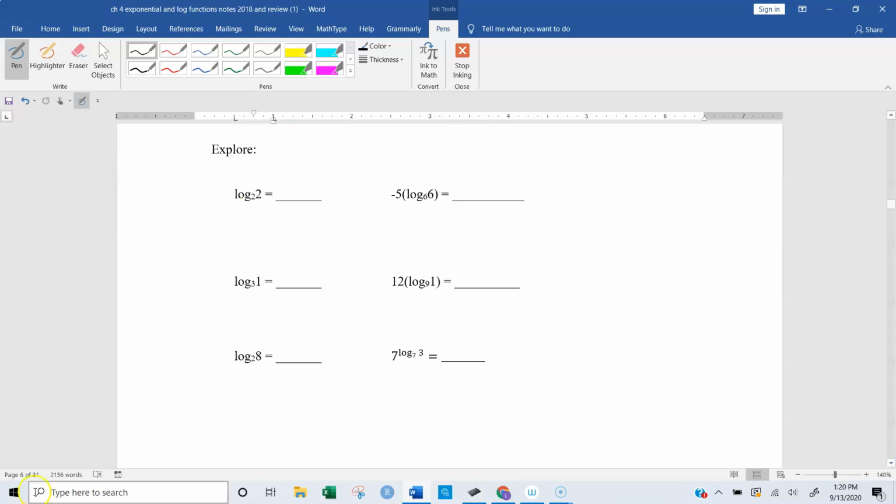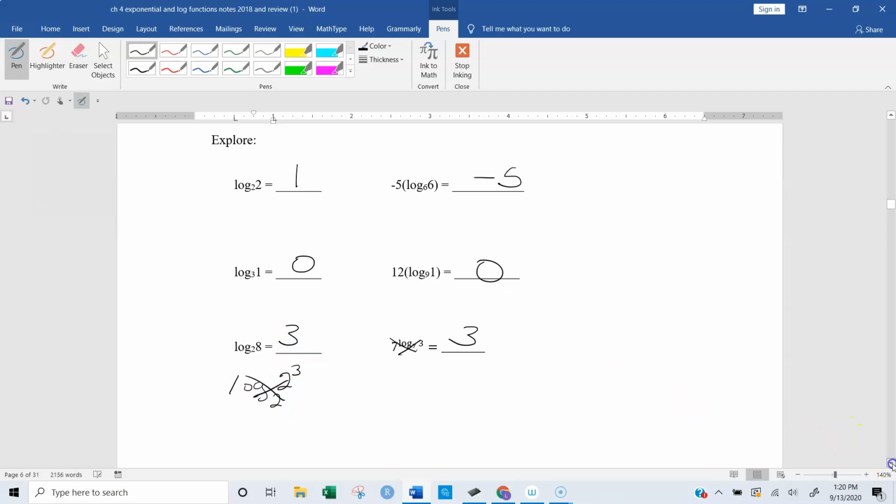All right. You should have gotten 1, -5, 0, 0. This one took a little bit of work. This one was easy. It was the 3. You had to do this. Log base 2, and remember that 8 is 2 cubed. Then it cancels to give you the 3. Nice job.